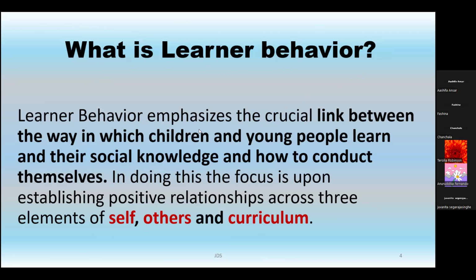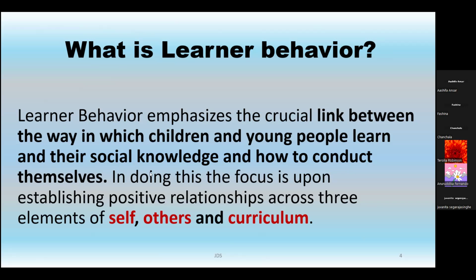Learner behavior emphasizes the crucial link between the way in which children and young people learn and their social knowledge and how to conduct themselves. Right? So look at the highlighted phrase once again. Link between the way in which children and young people learn. What are they learning? Their social knowledge and how to conduct themselves.